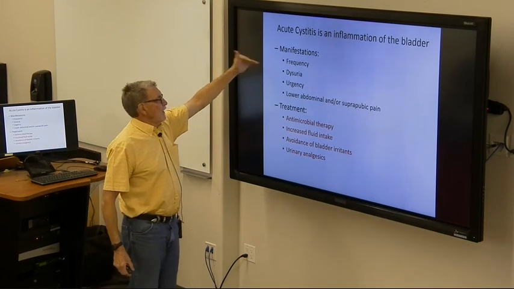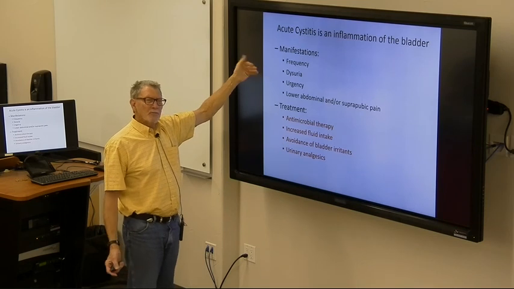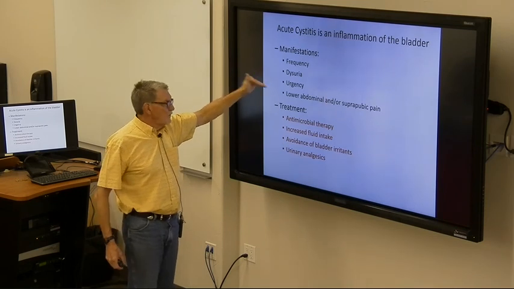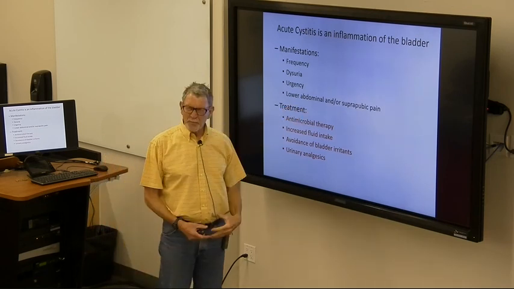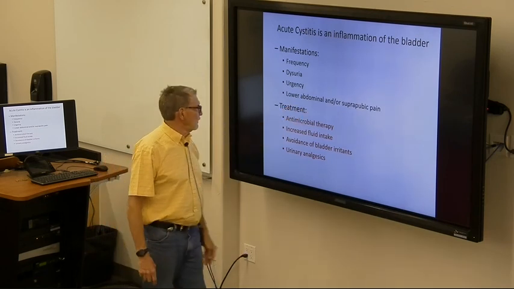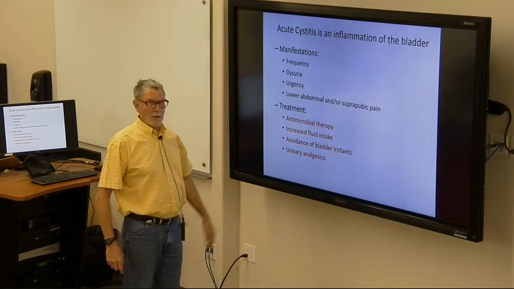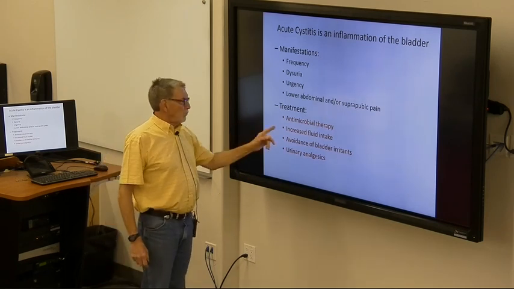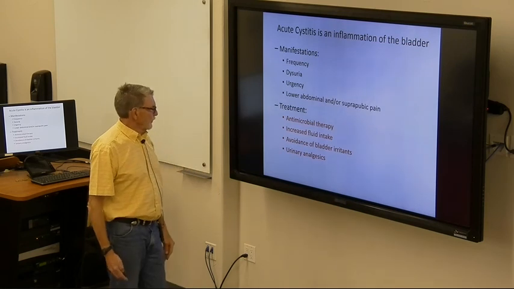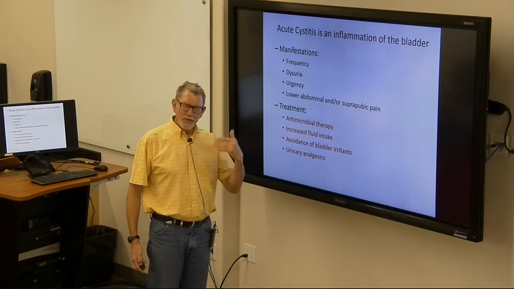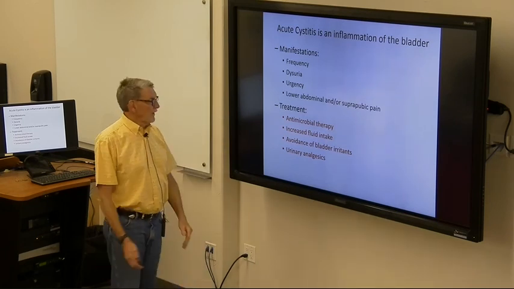Cystitis: got to pee all the time, it hurts, burns more than hurts, you feel like you've got to go really bad, and sometimes there's pain, especially if you can't clear it out. You take antimicrobials, usually antibiotics, and more fluids to flush it out. And there are some analgesics that you can take that simply cause it to burn and hurt less.